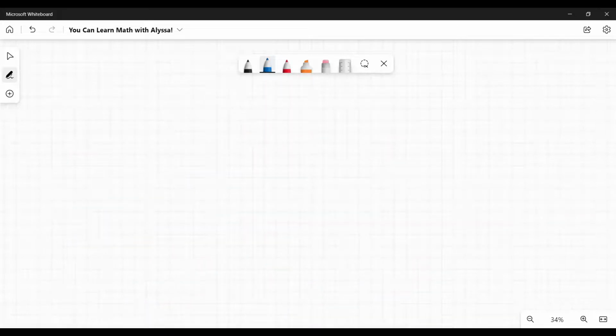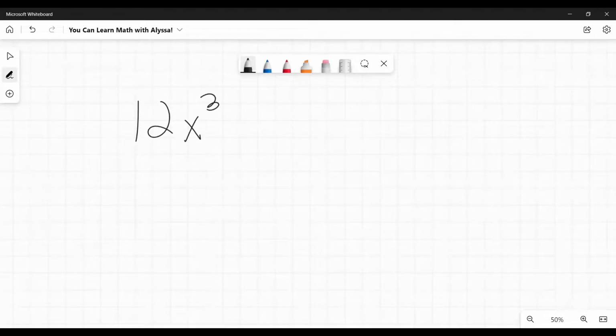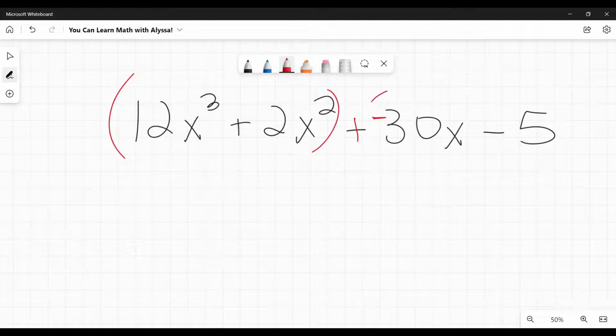All right, third example. This is when we're dealing with opposite signs, when the signs don't match. And here's what I mean by that. We have 12x cubed plus 2x squared minus 30x minus 5. And the signs I'm talking about, so when we group these things together, this minus 30x, I'm going to change this to plus a negative so I can group that very easily and make sure that negative is sticking with the 30x.